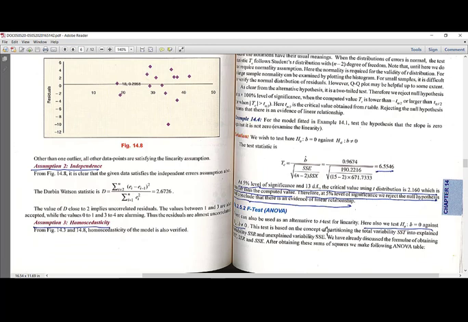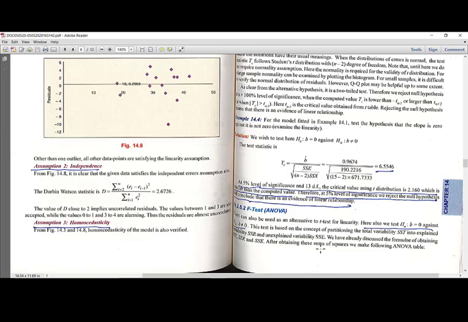Now we can conduct an F-test also. The F-test can be used as an alternative to the t-test for linearity. Here also we test the null hypothesis b equal to 0 against the alternative hypothesis b not equal to 0. This test is based on the concept of partitioning the total variability SST into explained variability SSR and unexplained variability SSE. In the previous pages, we had already discussed the formulas for obtaining SST, SSR and SSE.